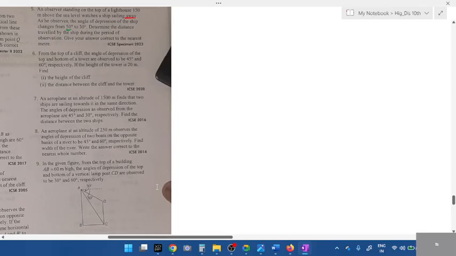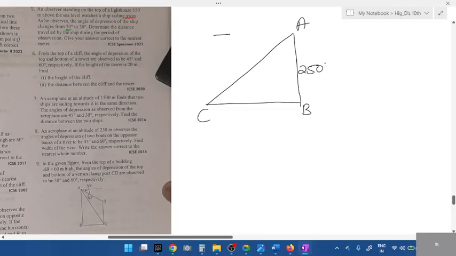8th question, look here. An aeroplane at an altitude of 250 meters, students. Draw a right angle. Always start with the right angle first, like this. Next, at an altitude of 250 meters, so AB is 250. Observe the angle of depression of two boats on the opposite banks of the river. If I take CB as the bank, opposite side. For the angle of depression, draw a dotted line on top.